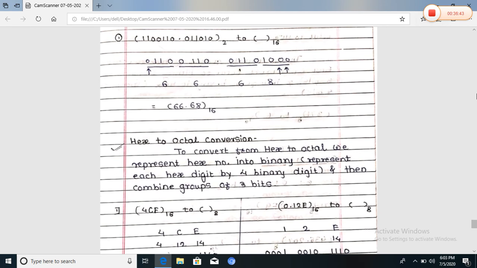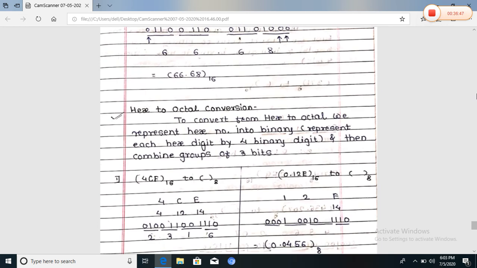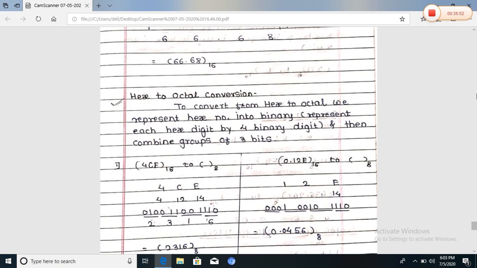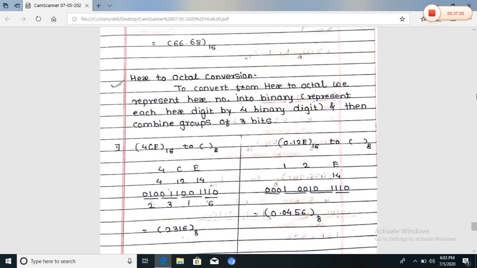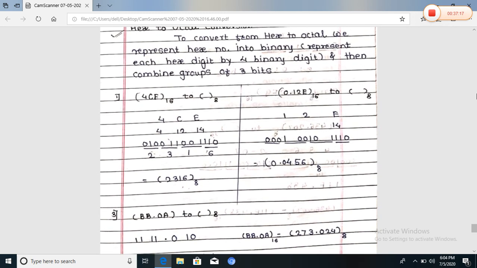8. Next conversion is hexa to octal. To convert hexa to octal, we first represent the hex number in binary. Each hexa digit is represented in 4 bits. So the hex number is first converted to binary, representing each digit by 4 digits, and combined, then again grouped in 3 bits, because an octal number is represented in 3 bits.